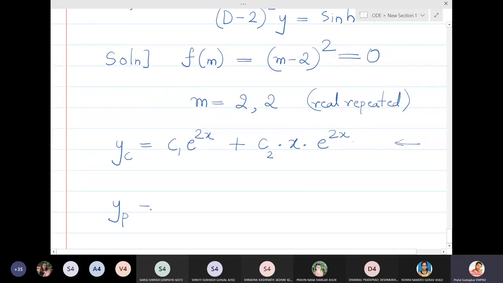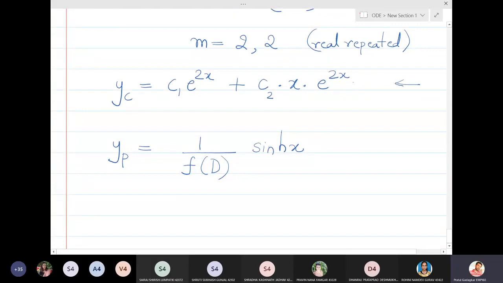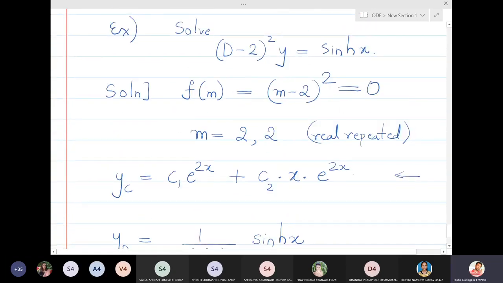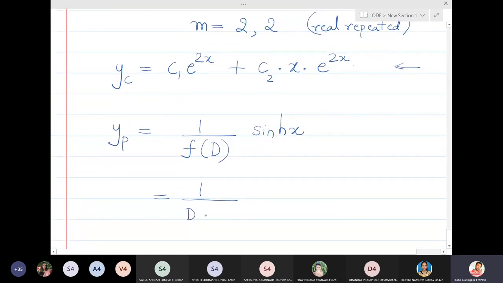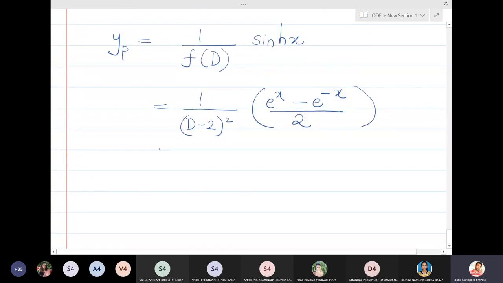Yp is equal to 1 upon f of D, right hand side. Right hand side is sine hyperbolic x. But I know sine hyperbolic x can be written as e raised to x minus e raised to minus x, upon 2. I know the formula for only the exponential. So 1 upon f of D. What is f of D? F of D is (D minus 2) whole square. As far as this integration is concerned, this 2 can come outside the integration because it's a constant, it has nothing to do with the integral.